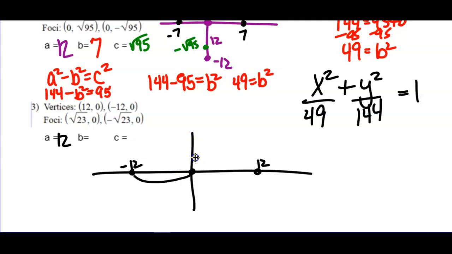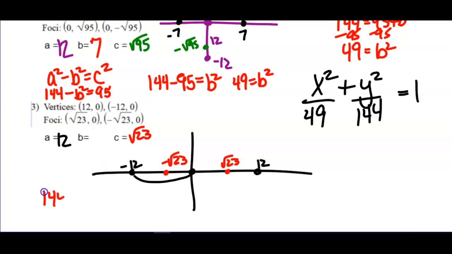So somewhere up here is our b values. But the foci are at the square root of 23, which is less than 5. Negative square root of 23, positive square root of 23. That means this thing is really round. All right. So c is the square root of 23.